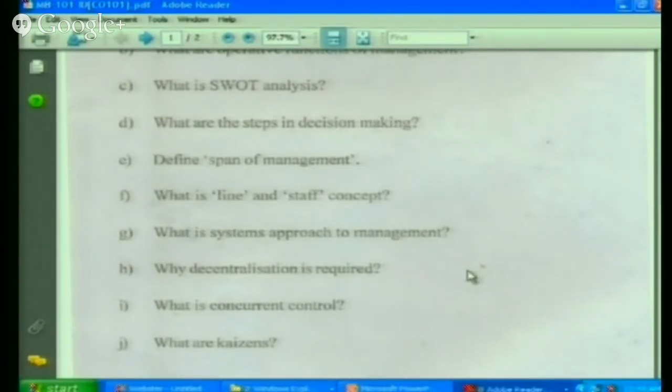Now see, who would have written this question, a two-marks question: can I explain systems approach to management in two lines or one line? I think this question itself is wrong. The question should have been either: define or explain the concept of a system. That I understand, but this question should have been put into the essay type questions, where you can ask the person to explain the systems approach to management. Then, why decentralization is required, a two-marks question. State any two reasons for decentralization. Specific, clear question goes to the audience.